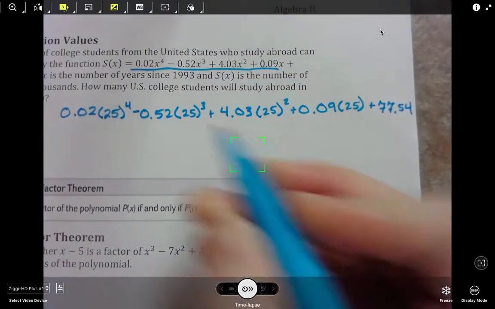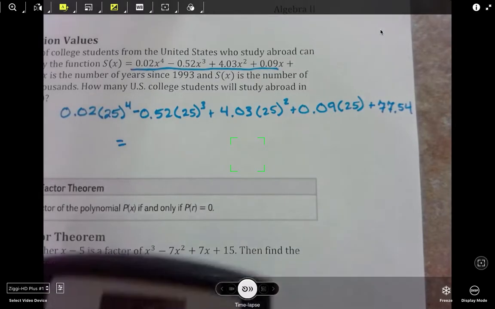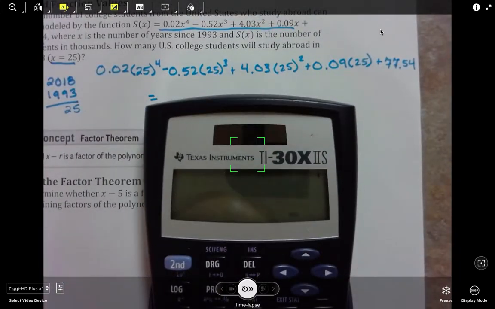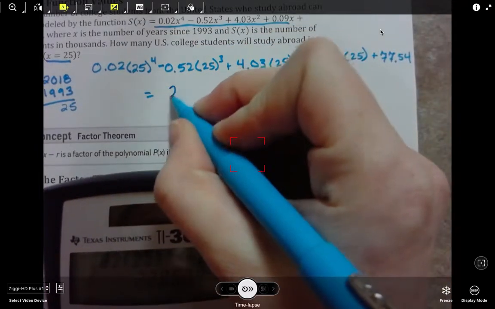But we're almost done. All right, so entering that into my calculator. Here we go. You might want to try practicing this, as always, because it's just good to make sure that you're doing this right. To the fourth power minus 0.52 times 25 to the third power plus 4.03 times 25 to the second power plus 0.09 times 25 plus 77.54.